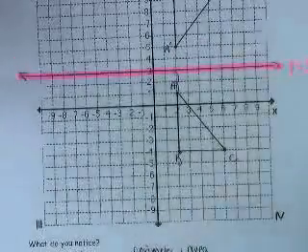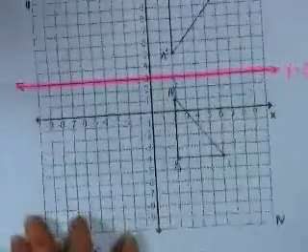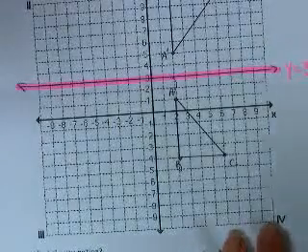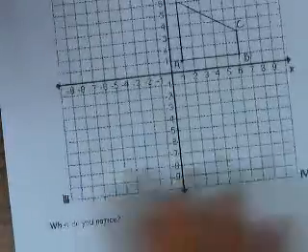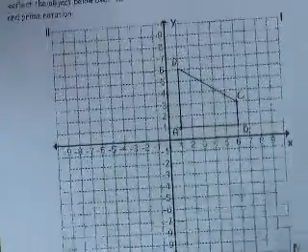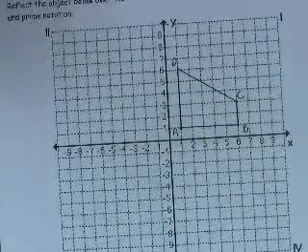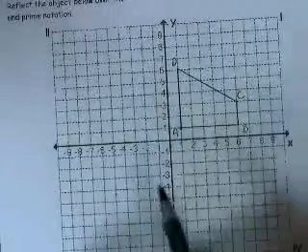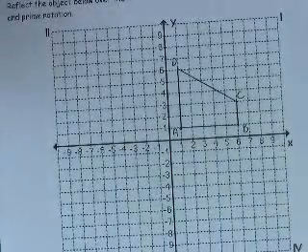So those are the things that we should take away when we reflect an object over any line. So I have another example here for us. And we're going to reflect this object, A, B, C, D, and it says to label with coordinates in prime notation over the line y equals negative 2. I'm sorry, x equals negative 2. Sorry about that. X equals negative 2.